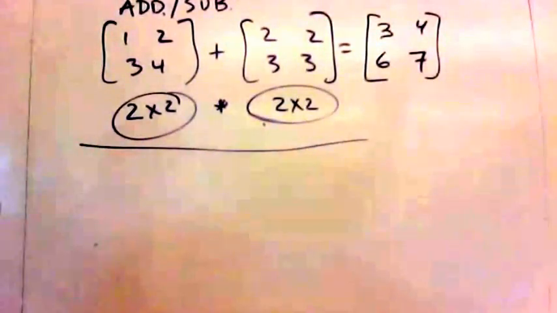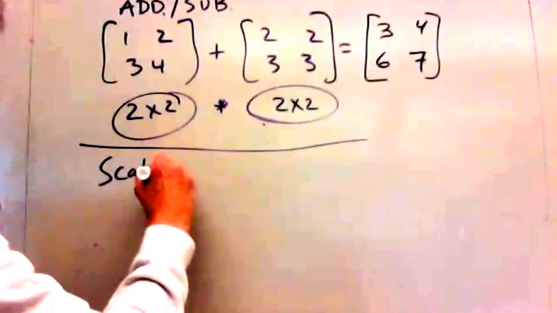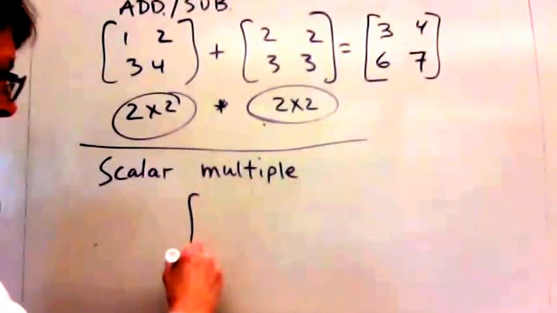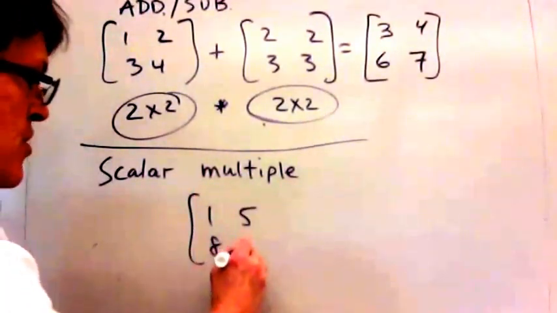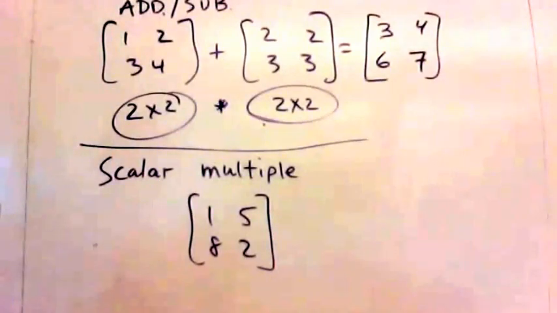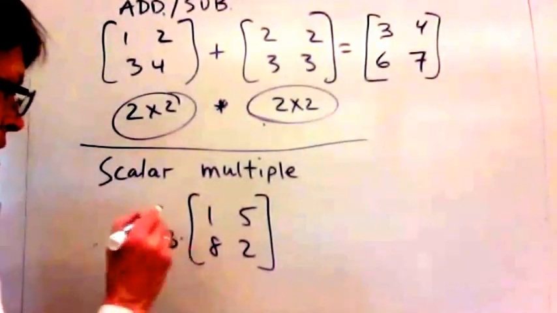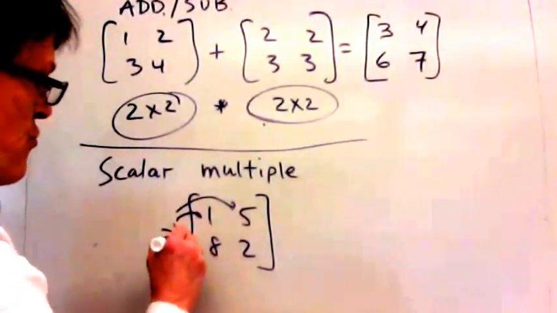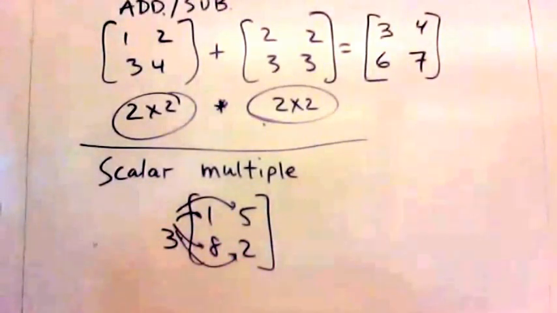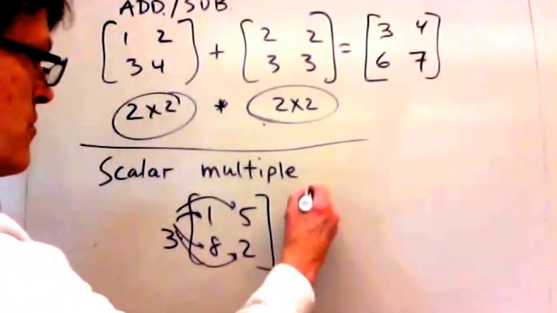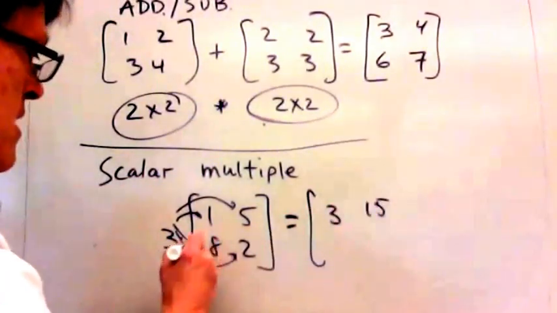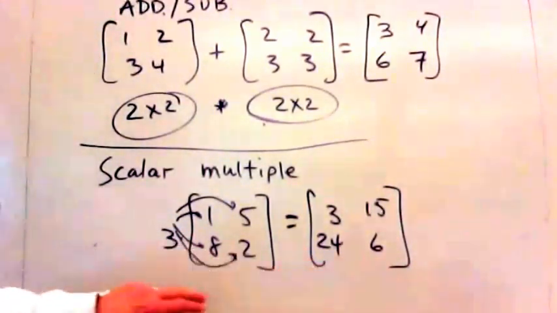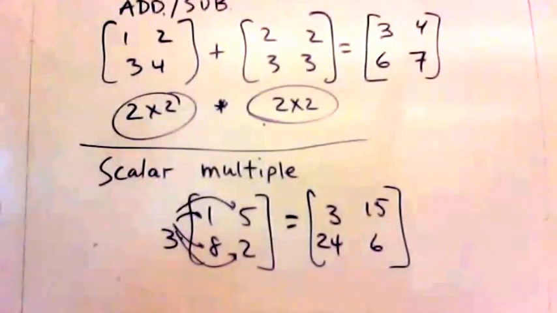The other thing to consider, the other operation, is what's called a scalar multiple. And I alluded to this when I talked about the inventory. If we had a matrix 1, 5, 8, 2, and we simply wanted to increase this by a factor of 3, we could multiply the whole matrix by that, which means that every single entry is going to be multiplied. It's almost the distributive property of matrices. So this will give us 3, 15, 24, and 6. And that would be the product of 3 times that matrix, 1, 5, 8, 2.